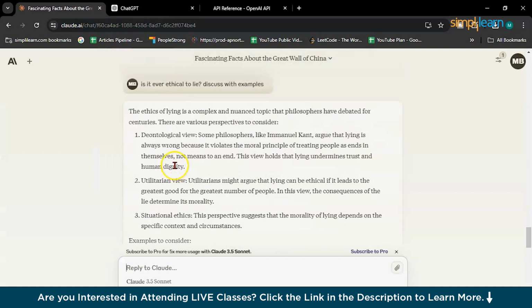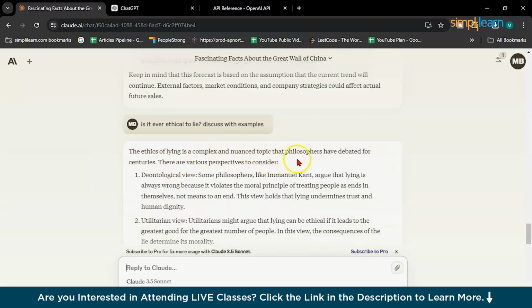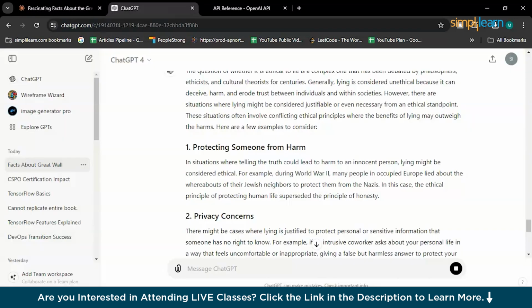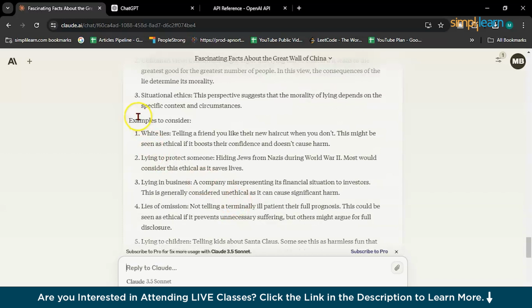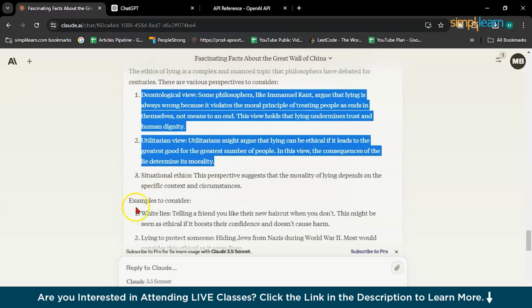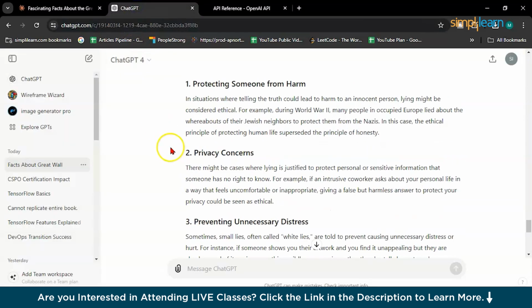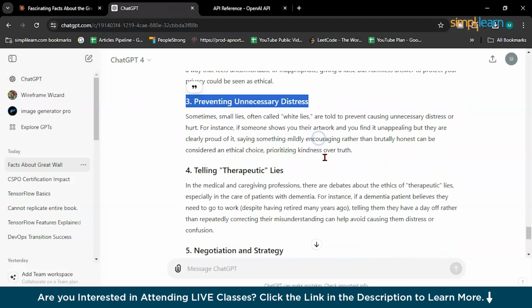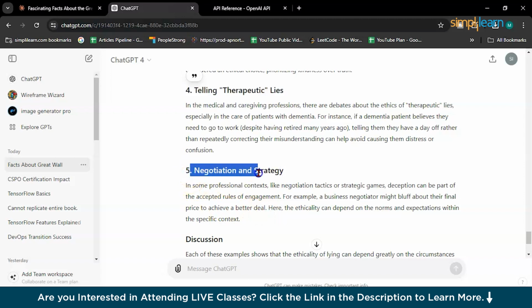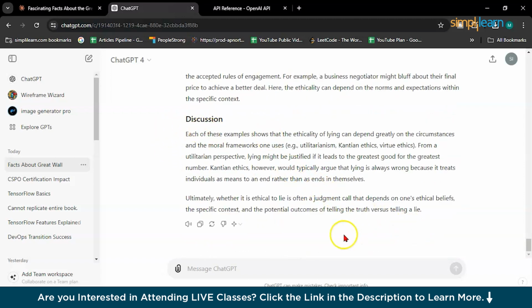What about Claude 3? Claude 3 says the ethics of lying is a complex and nuanced topic that philosophers have debated for centuries. So they are giving me the same answers, but in a different format, and they are taking different examples. Claude 3 first explains and then takes an example. But in ChatGPT 4, you can see it takes a particular situation and gives an example: protecting someone from harm, privacy concerns, the third example is preventing unnecessary distress, the fourth example is this, and the fifth example is negotiation and strategy. After that discussion, this is the conclusion. So I can see ChatGPT is giving me a more structured way. So I can give the vote to ChatGPT 4 here.